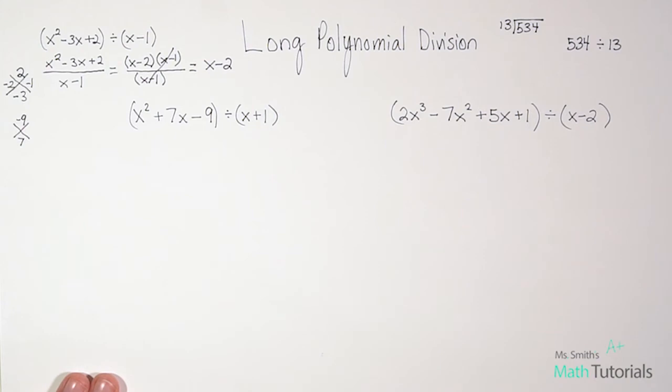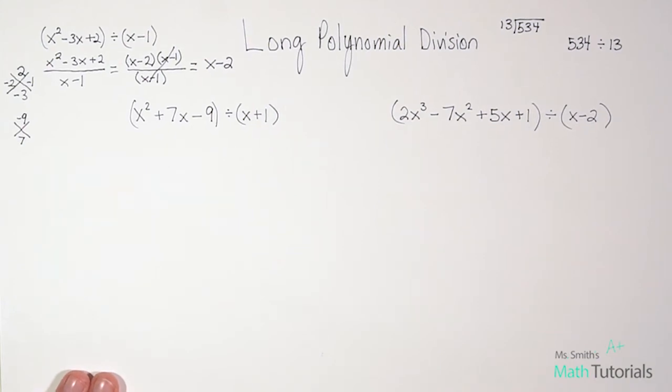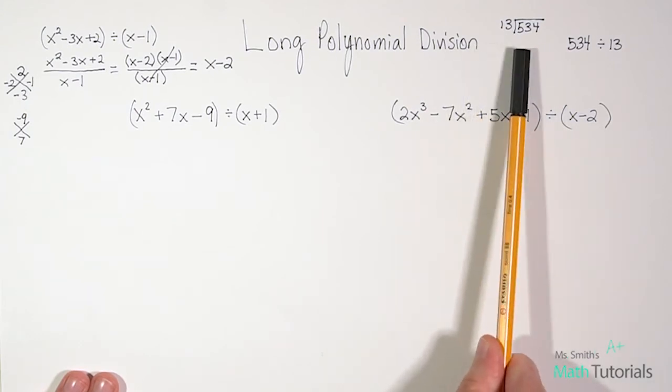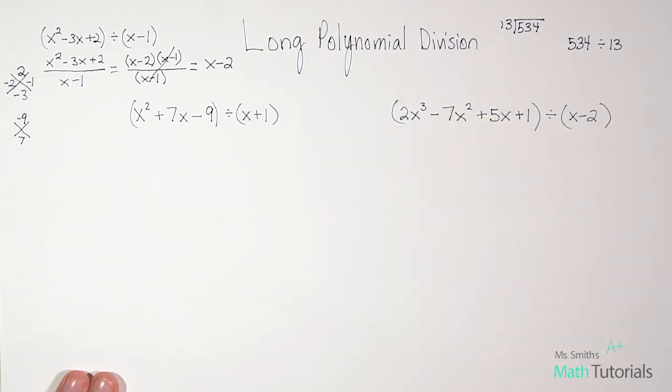Not evenly, right? Because 13 is way bigger than 5, so there's no way that works. So then we're told to say, okay, does 13 go into 53? And then you think, well, if you don't know your factors of 13, you might want to do some multiplication on the side. But I know 13 times 2 is 26. 13 times 3 would give me 39, and then 13 times 4 would actually give me 52.